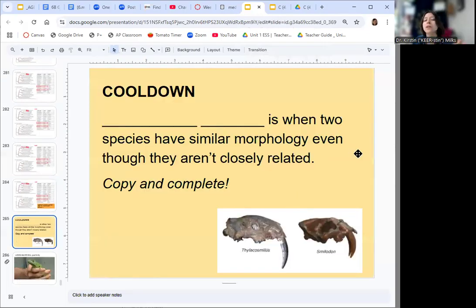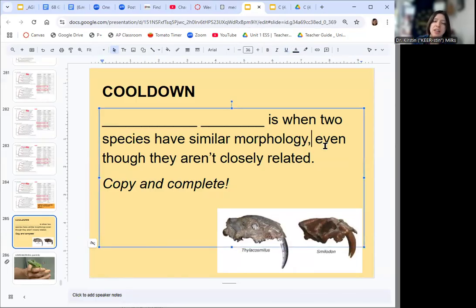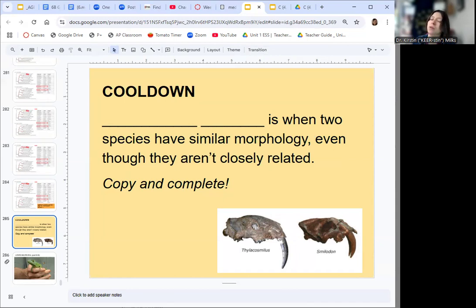Last but not least, I've got a cool down. This is a word that we used repeatedly in this video. You can scroll back to find it. It's when 2 species have similar morphology, even though they aren't closely related. They don't share a recent common ancestor.